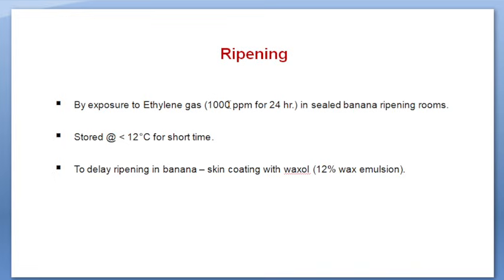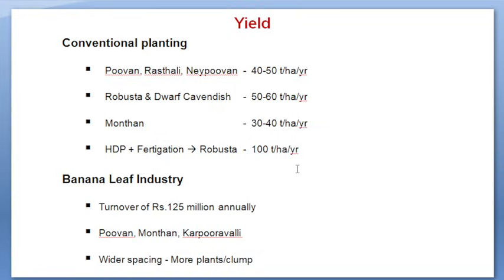If there is improper ripening, we can go for application of ethylene. Ethylene helps in uniform ripening. We cannot store for a longer time, but for a short time we can store at less than 12 degrees Celsius. If there is a delay in ripening, we can also overcome that problem by skin coating with 12% wax emulsion. Different edible waxes are available that we can use.